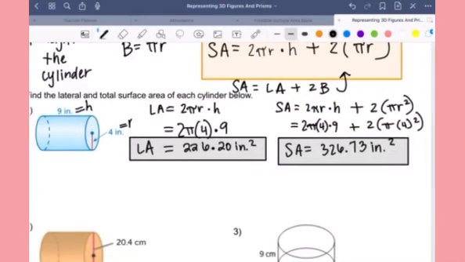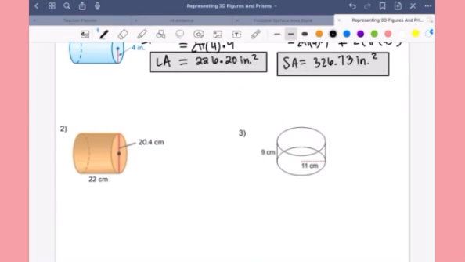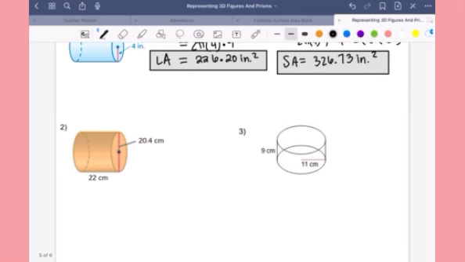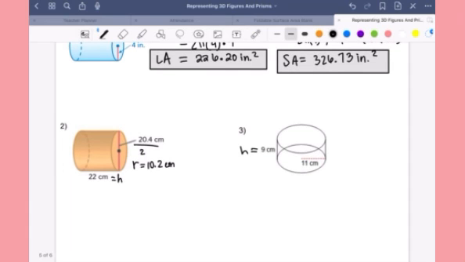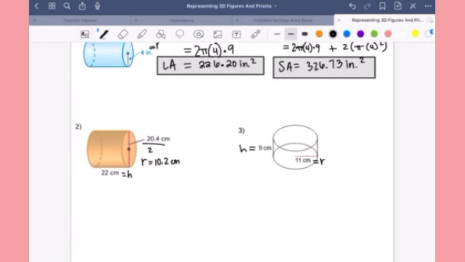Cylinders are easy, just like circles. There's only 2 things to plug in. Be careful with this one. This is not the radius. This is the diameter. So we would have to divide by 2. And that would give us a radius of 10.2 centimeters. So just write that down. And then 22 is my height. Over here, 9 is my height. 11 is the radius. Okay, so you're going to do those 2, and you're going to check your work and make sure that you have the right answers.